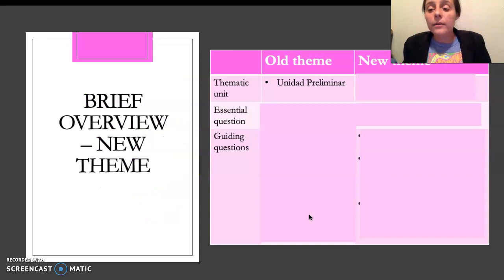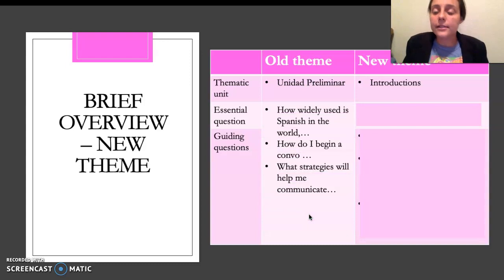So let's talk about this unit. The old textbook offered this unit as the Unidad Preliminar, and I have decided to title it Introductions. The old essential questions and guiding questions were combined into questions like, how widely used is Spanish in the world? How do I begin a conversation in Spanish? What strategies will help me communicate in Spanish? Which is largely why I named my thematic unit Introductions, but I decided to put it in context.